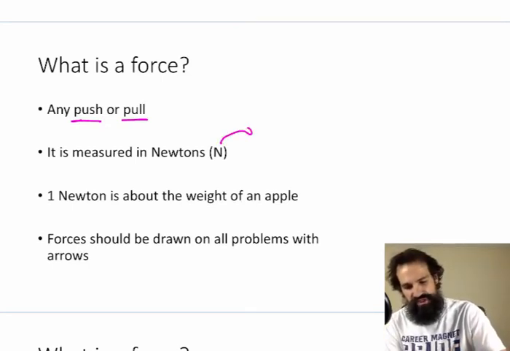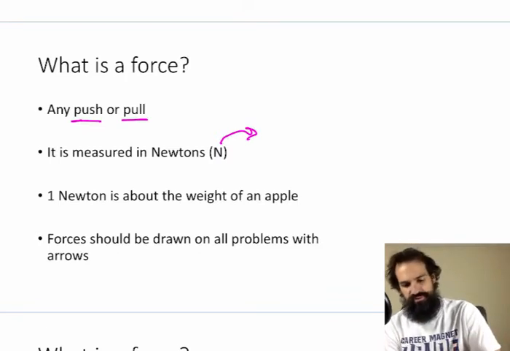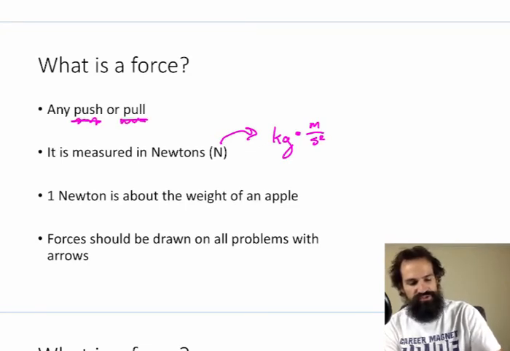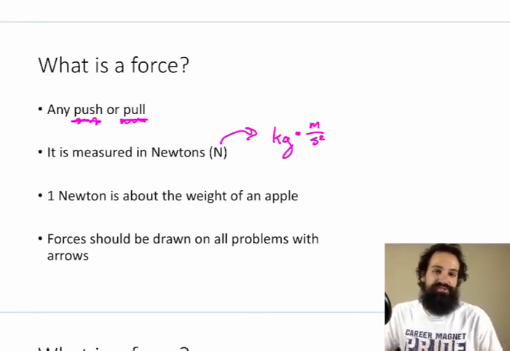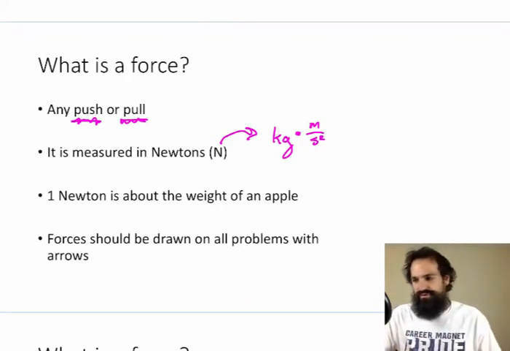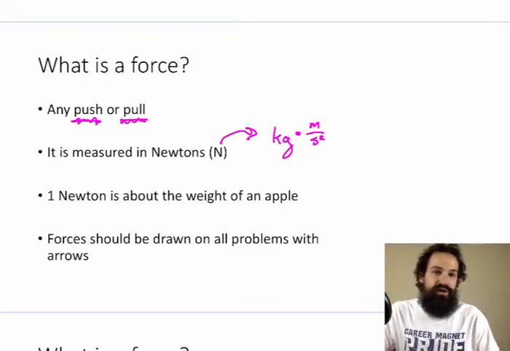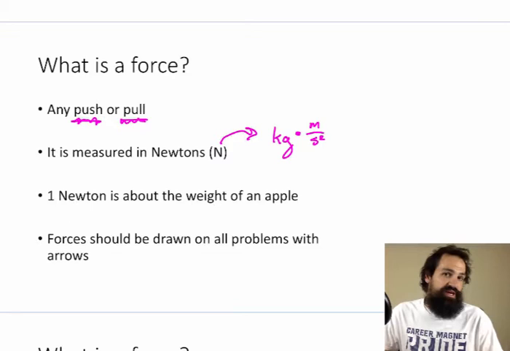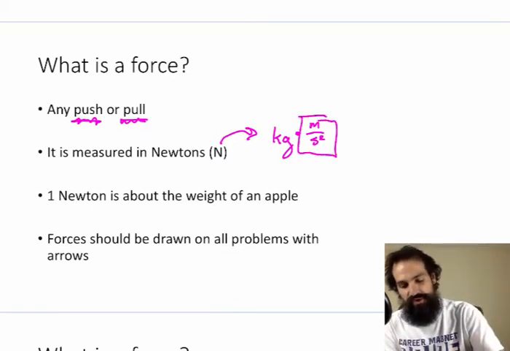And 1 Newton is equal to the force required to push a 1 kilogram object and give it an acceleration of 1 meter per second squared. And again, any individual force will not necessarily cause an acceleration because there might be other forces that cancel it out. But that's what a Newton is: the amount of force required to accelerate a 1 kilogram object and speed it up 1 meter per second every second. That's what I mean by meters per second squared, meaning it would get 1 meter per second faster every second.